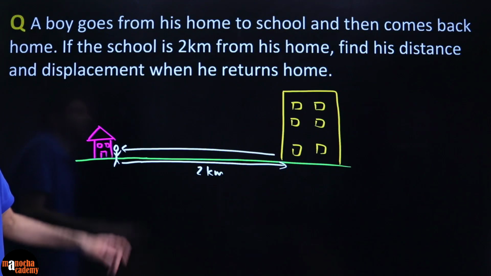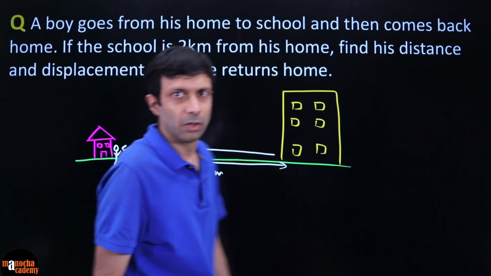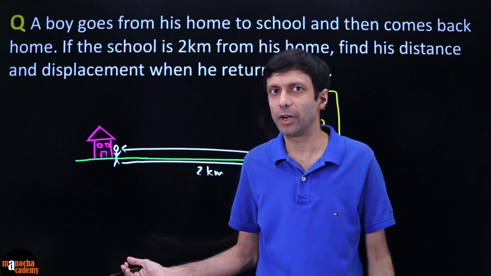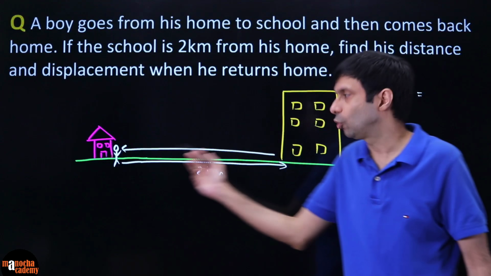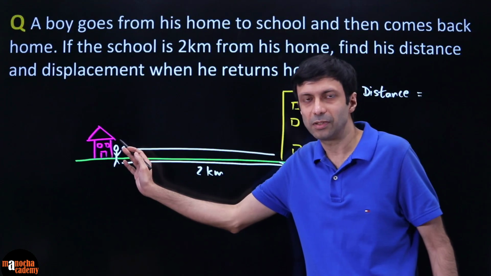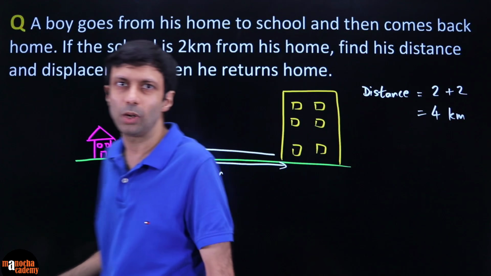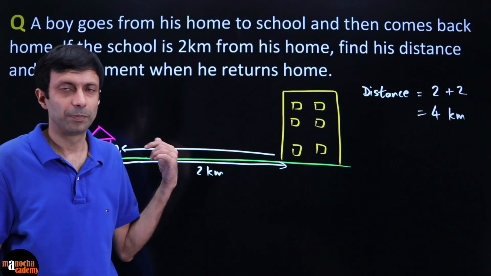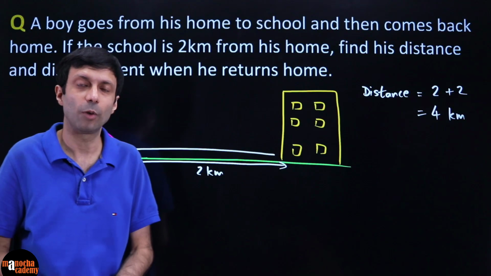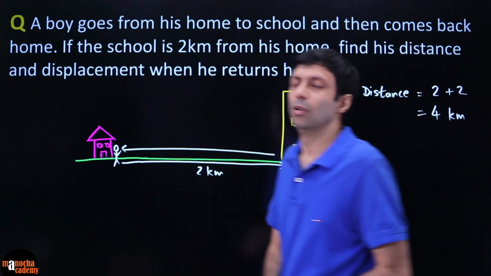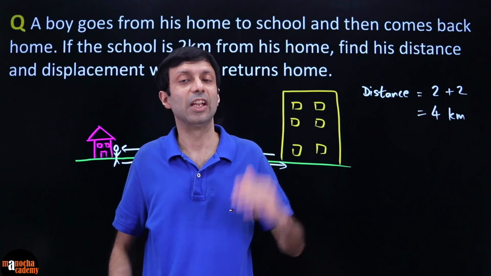So first it says find his distance and displacement when he returns home. What is the distance this boy has traveled? Can you guys tell me? Clearly distance is going to be 2 kilometers plus 2 kilometers. He has returned back. 4 kilometers. That is the total length of the path traveled, 2 plus 2. Now the question is, what is his displacement? Is it again 4 kilometers? What do you guys think? Whenever there is confusion, remember the definition. What did the definition say?